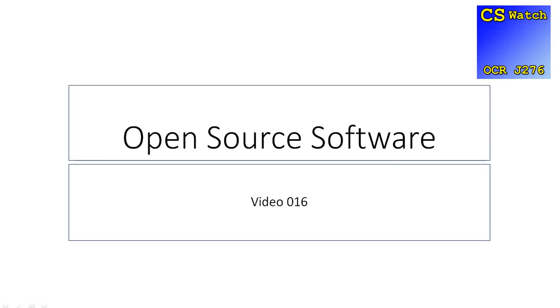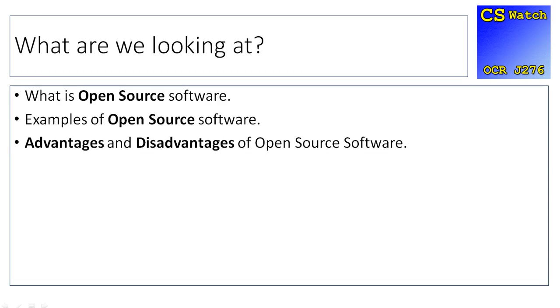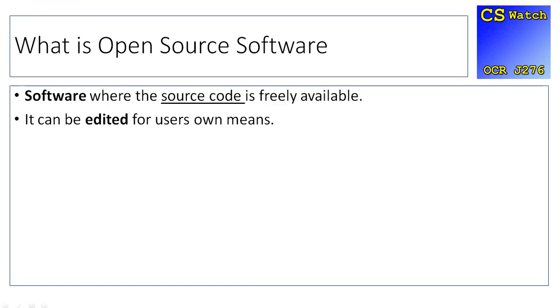Hello there, and welcome to this CSWatch OCR J276 video where we are going to be looking at open source software. We're going to be looking at what it is, examples of open source software, and some advantages and disadvantages of using open source software.